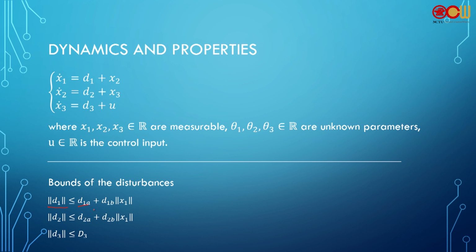The states x1 to x3 are measurable. You can use that in the controller for sure. Forget theta 1 to theta 3. So all the states are measurable. U is the control input. And D1 to D3 are disturbances that can be upper bounded by a constant and a constant times states.